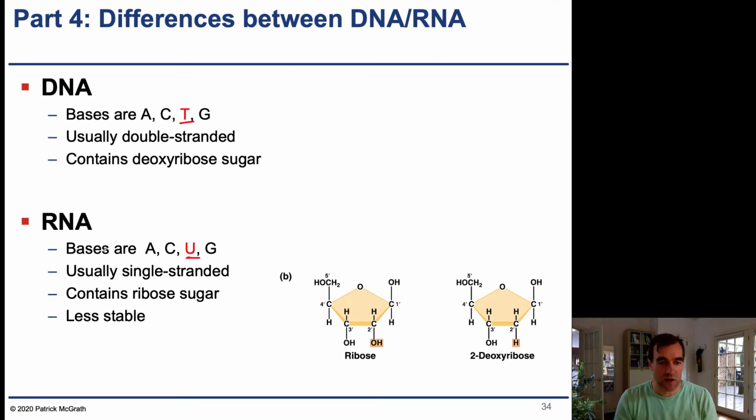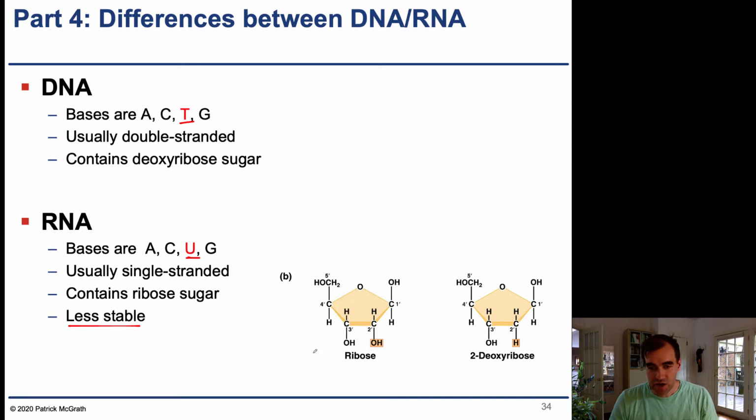So because it's not carrying the heredity information, it's actually used more as an enzyme in these situations. And so it actually has some sort of physical action. It contains ribose sugar, and then it's also a much less stable molecule. So it's much easier to degrade RNA than DNA in a sample.